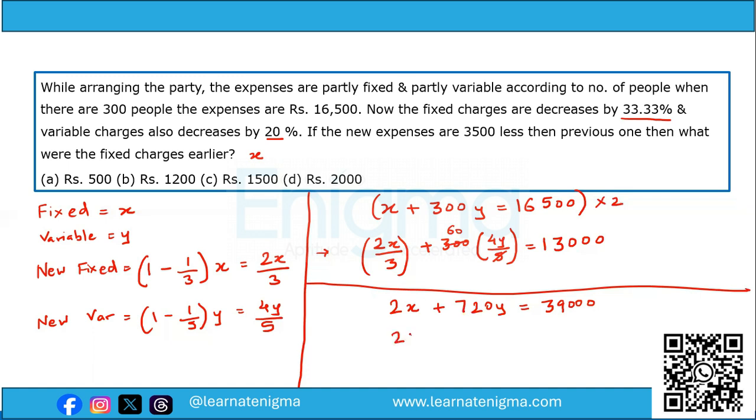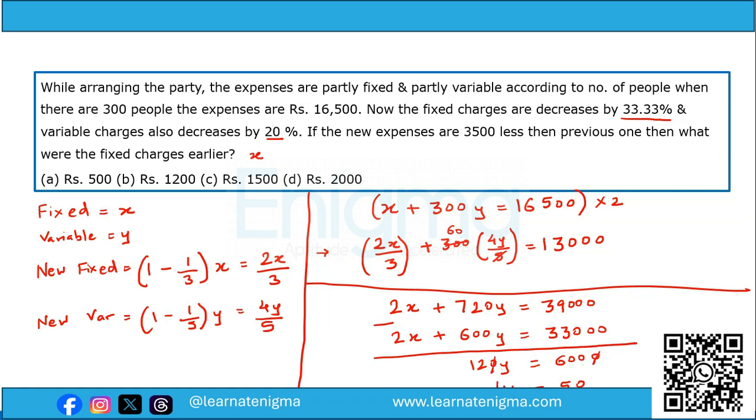So therefore it becomes 2x plus 600y is equal to 32,000. So it will be not 32,000, it will be 33,000 because it is 16,500. Okay, so if we subtract, 720 minus 600, that is 120y, is equal to 39 minus 33, that is 6,000. So therefore 10 gets cancelled out, y comes out as 50.